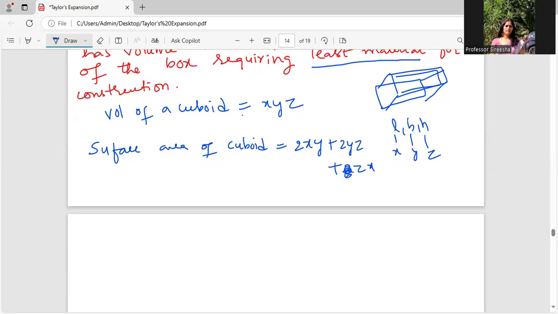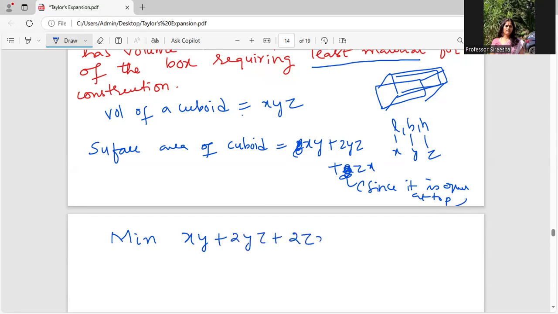Now, what I need exactly is this one. Since it is open at the top, I'll just write the condition here. Now, what exactly I need to find is not the volume, but the minimum of, I can as well take xy and then put 2, or I can as well take 2xy plus yz. Anything is fine. Minimum of xy plus 2yz plus 2zx is what I want to find out.